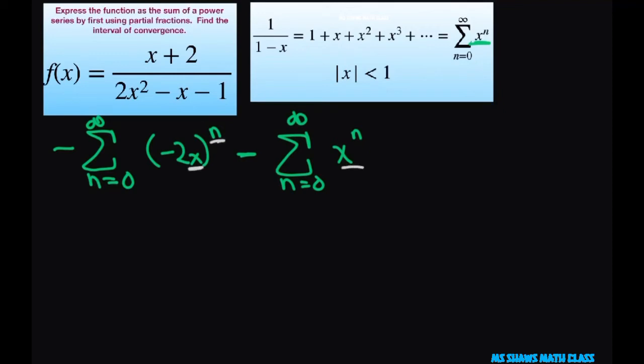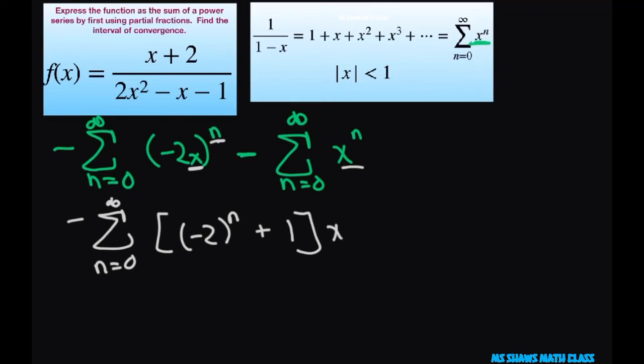Now I can simplify this by factoring out x to the nth. So let's do that. We're going to get negative times the sum of n equals 0 to infinity, and this is going to be negative 2 to the nth plus 1, and then we're going to have x to the power of n. So I'm pulling this negative out for both pieces. So 2 negatives here will make a positive.